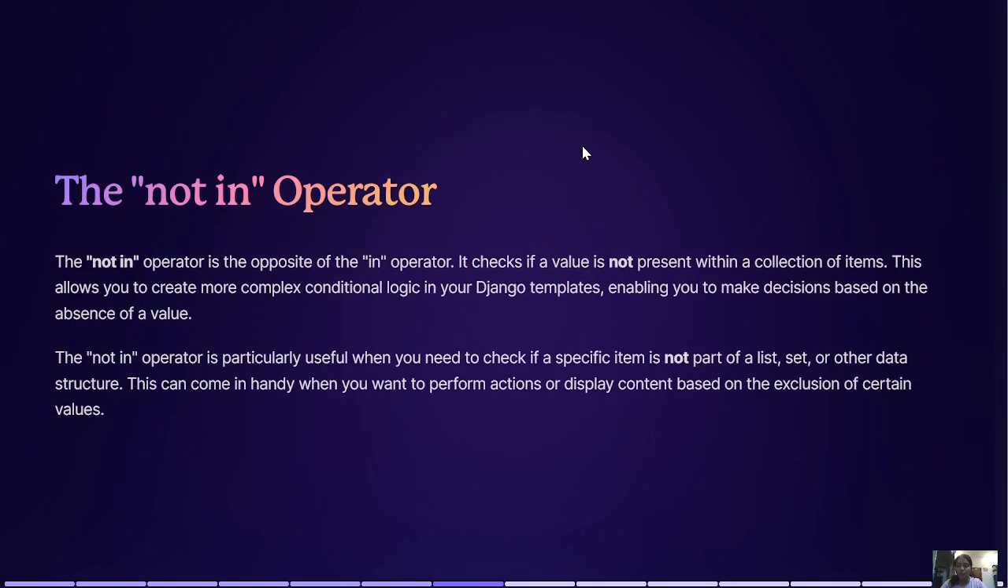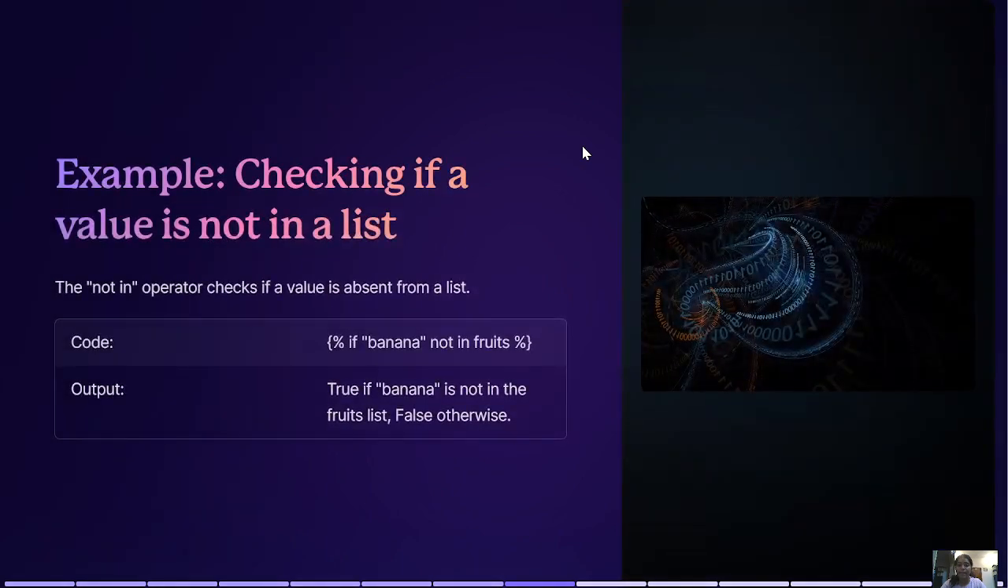Coming to the not in operator briefly, the not in operator is the opposite of the in operator. It checks if a value is not present within a collection of items. This allows you to create more complex conditional logic in your Django template, enabling you to make decisions based on the absence of the value. The not in operator is particularly useful when you need to check if a specific item is not a part of the list, set, or other data structure. This can come in handy when you want to perform actions or display content based on the exclusion of certain values.